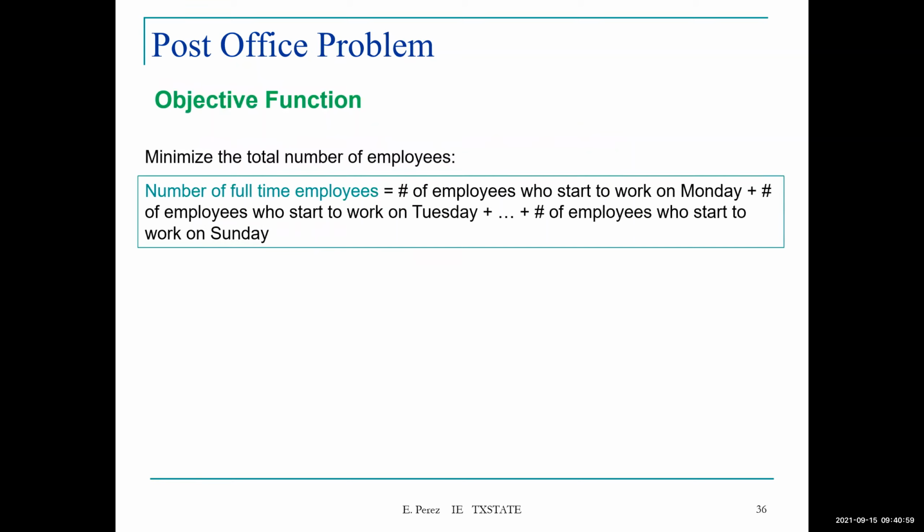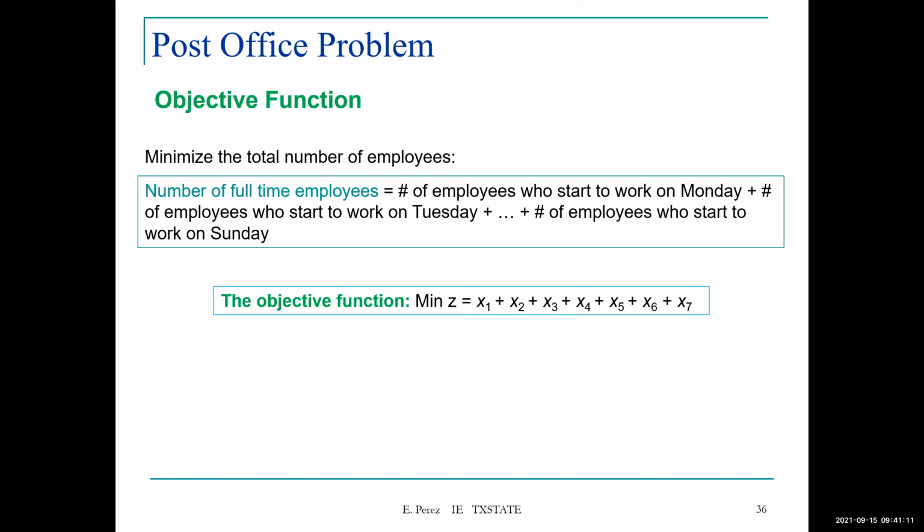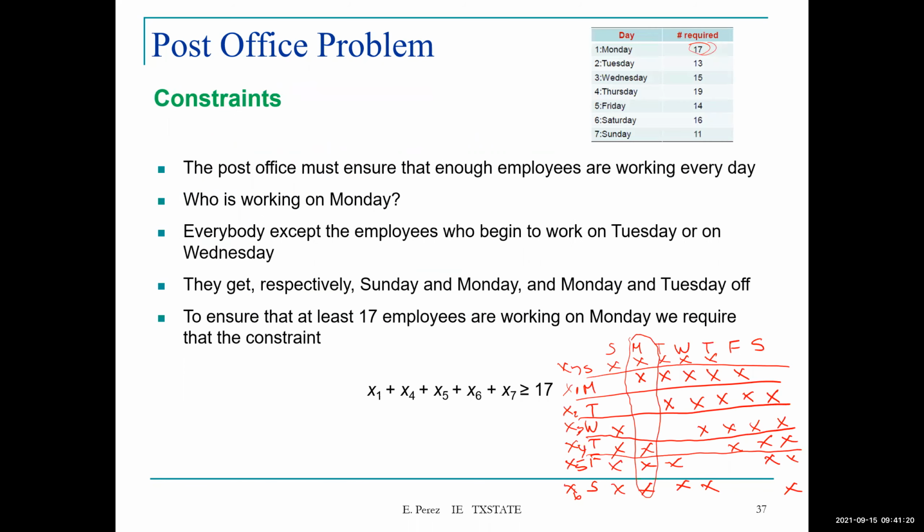So the objective function again is to minimize the total number of employees. That would be the number of people starting to work on Monday plus the number of people starting to work on Tuesday and so on until Sunday. So the objective function again is the summation of those decision variables from x1 to x7. And then the constraints is where we have to spend a little more time trying to come up with the information that we need to set up the constraints.